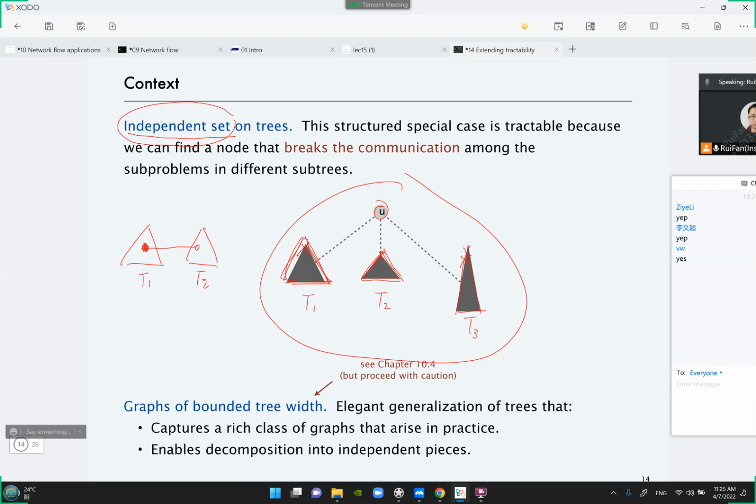Does that make sense, what I'm saying? So the upshot is that when you focus on trees, you can not only solve independent set efficiently. There are many other graph problems, like vertex cover, dominating set, coloring. You can solve many of these other problems efficiently as long as you focus on trees.